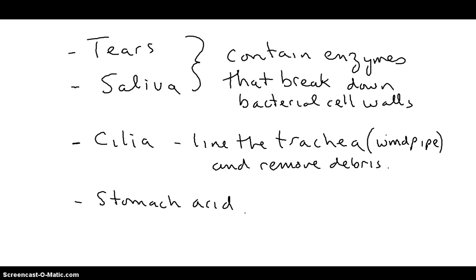Also on the first line of defense are tears and saliva. They will prevent bacteria from getting in, and they contain enzymes, lysozymes, that break down bacterial cell walls. So they actually kill the bacteria before it has a chance to grow and get inside the body. There's also cilia that line your trachea, your windpipe. These are like little hairs that line the windpipe, and they remove debris, and if you breathe in something, they'll trap it and move it out of the way. A lot of times if you cough up something, that's your cilia doing the work and preventing pathogens from getting into your body in the first place.